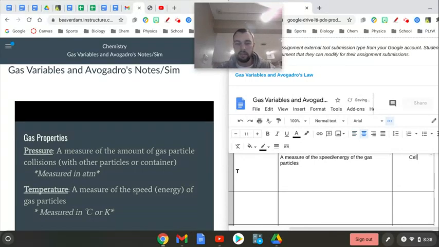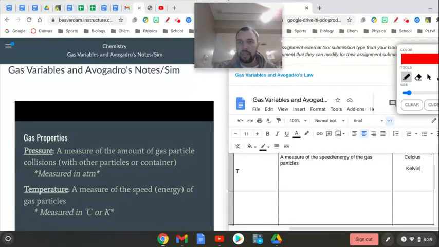Celsius, did I spell that right? Or Kelvin. Okay, now we prefer Kelvin, and the reason we prefer Kelvin is because we can't ever get a negative number with Kelvin. Remember, absolute zero is zero Kelvin. That's the coldest temperature you could ever have. And so if we ever do get Celsius, we're going to try to convert it to Kelvin, but you will see a lot of things in Celsius. All right, so these are properties of gas.